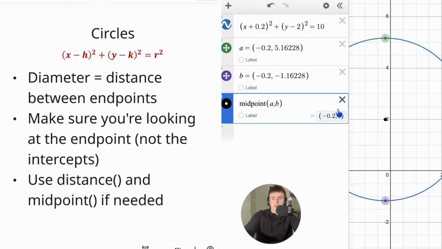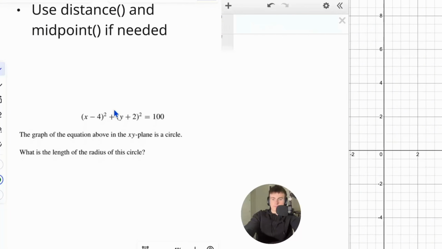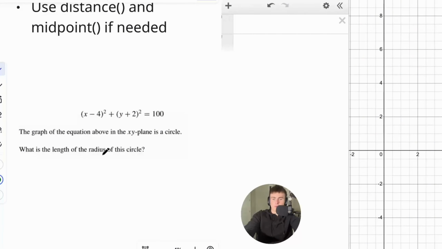So that is pretty much it. Make sure you memorize this standard form. It's extremely helpful. Now let's do a couple questions. So let's delete this. First one. The graph of the equation above is a circle. What's the length of the radius?